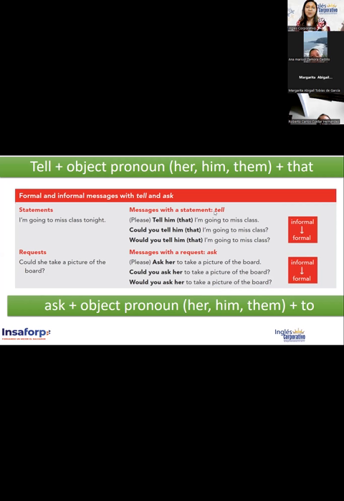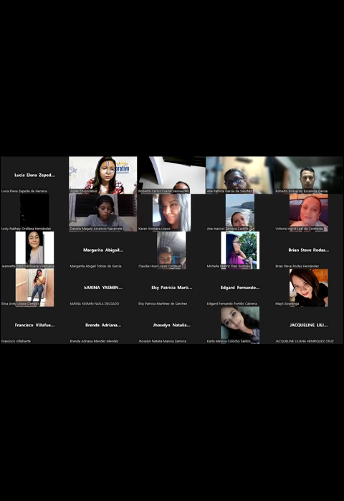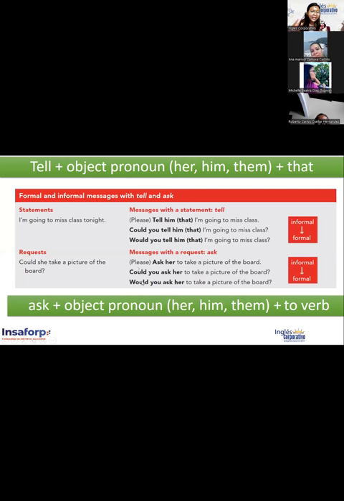Right? Entonces, ¿cuál es la diferencia? Que con tell, usamos el that. Y con ask, usamos el to más el verbo. Teacher, pero van a haber casos en donde en lugar de her o him va a ir el nombre, por poner un ejemplo, Alex o Michelle, entonces no llevaría her ni him. Sí, exactamente, la diferencia no es him o her, en los ejemplos sí, pero por regla general.